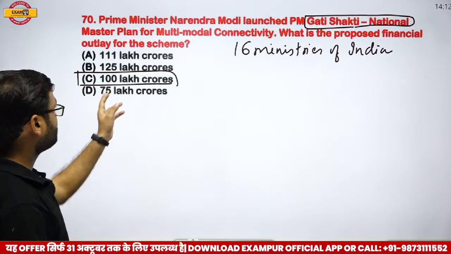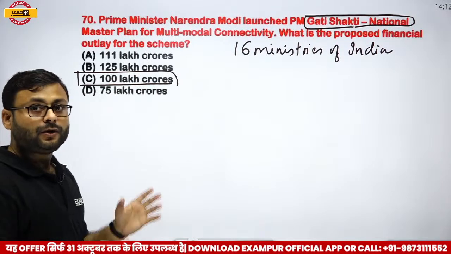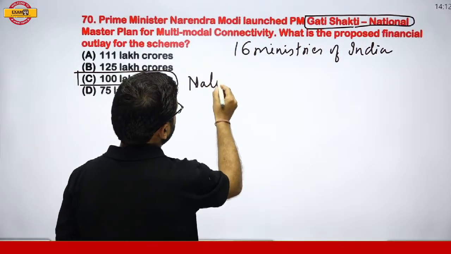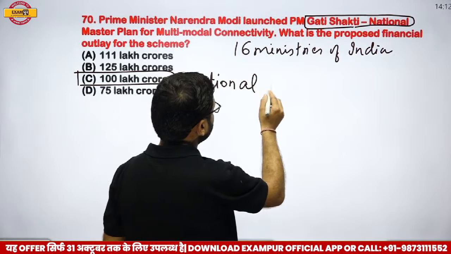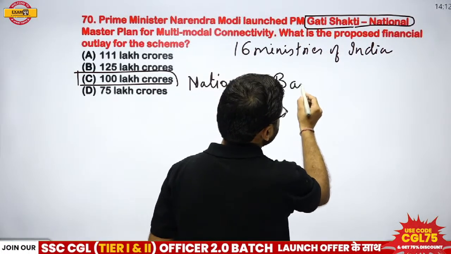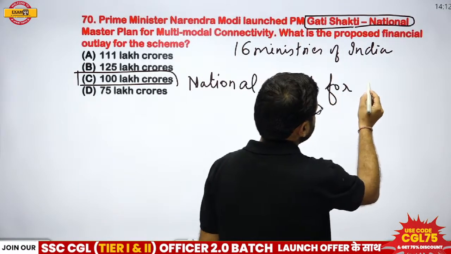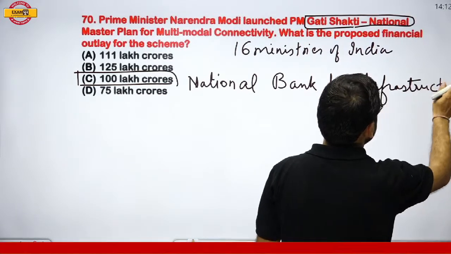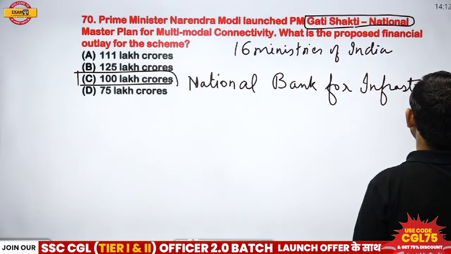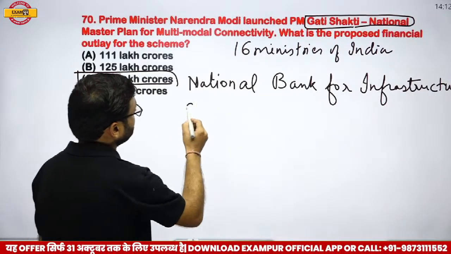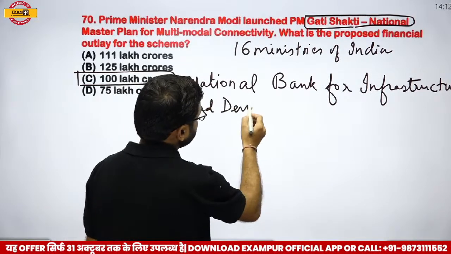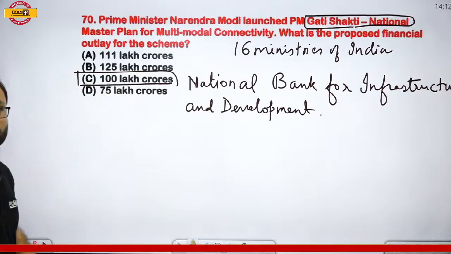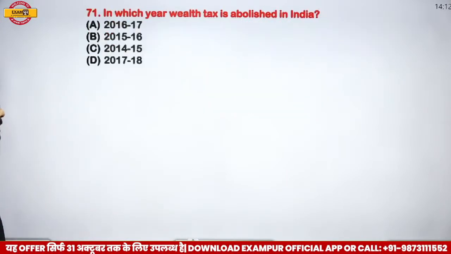So the outlay for this program is 100 lakh crore, and to finance this huge project, the government of India set up the National Bank for Infrastructure and Development. Okay, National Bank for Infrastructure and Development has been established by the government of India for financing this 100 lakh crore rupees national master plan.